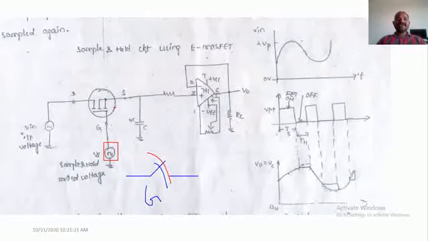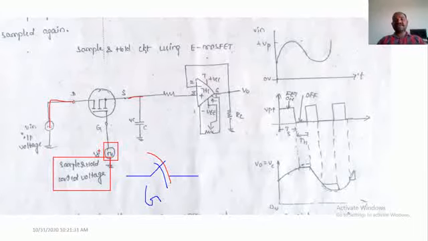Okay. So the input signal which we are trying to sample is applied to the drain terminal of the MOSFET, and the source is acting as the output terminal, and the gate is acting as the controlling switch. Whatever voltage we apply over here is called the sample and hold control voltage, which is represented with the symbol V suffix S.